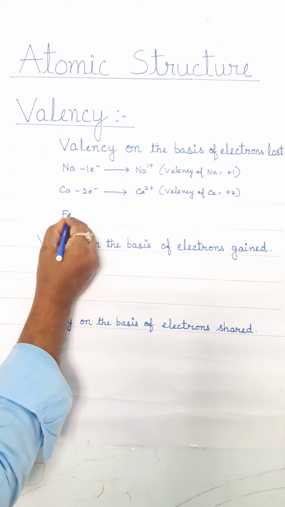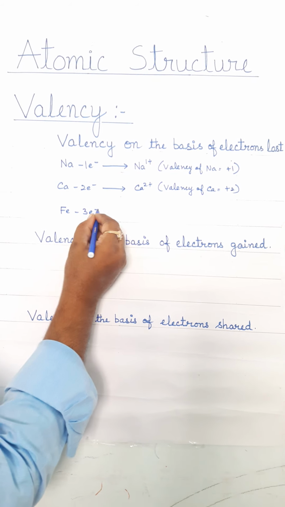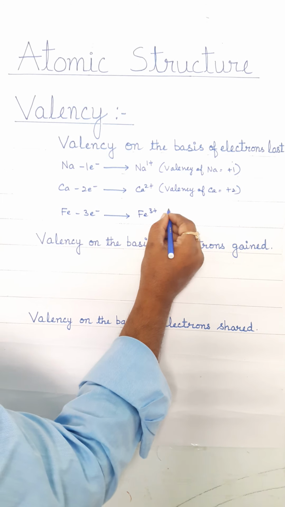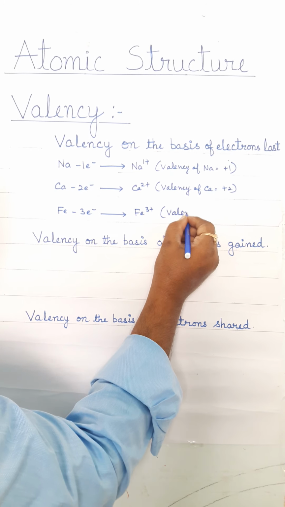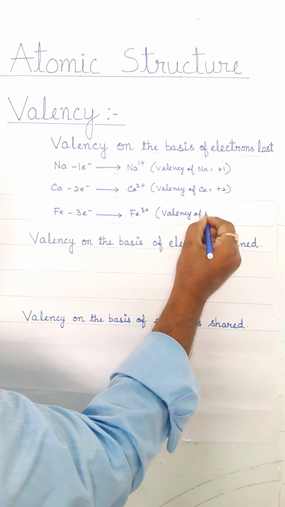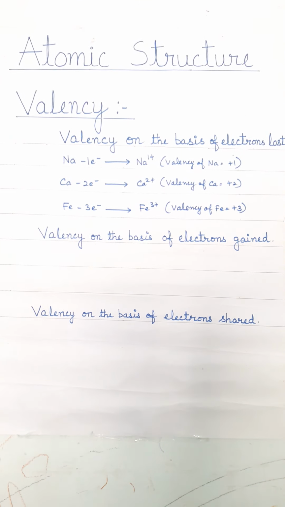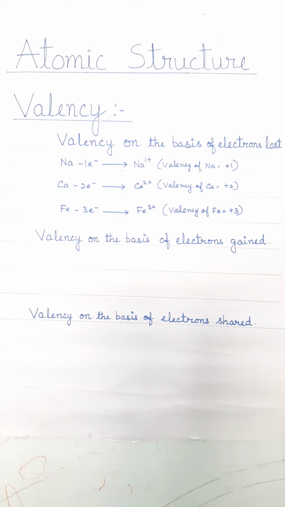Iron loses 3 electrons during a chemical reaction to form Fe3 plus. So the valency of iron is +3. Now let us see the valency of few elements on the basis of electrons gained.